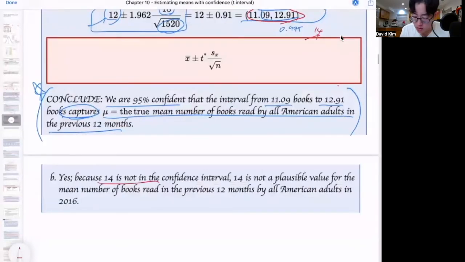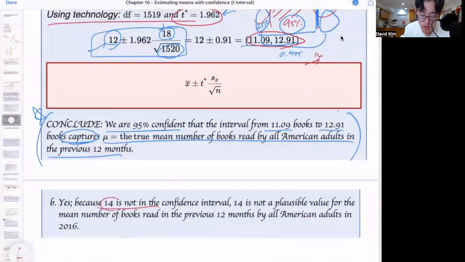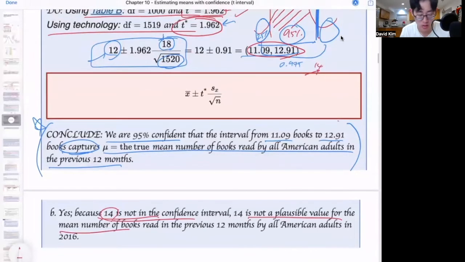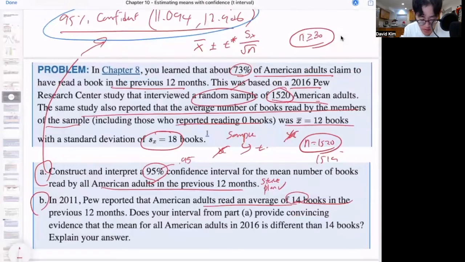I'm sorry, is 14 within the interval? Oh, I'm sorry. So 14 is not in the confidence interval, so 14 is not a plausible value for the mean number read in the previous 12 months by all Americans. So is there enough? Oh, I think this is the question: does it provide convincing evidence the mean of all Americans in 2016 is different than 14 books? Explain your answer. Yes. So 2011 compared to 2016 is obviously going to be different.